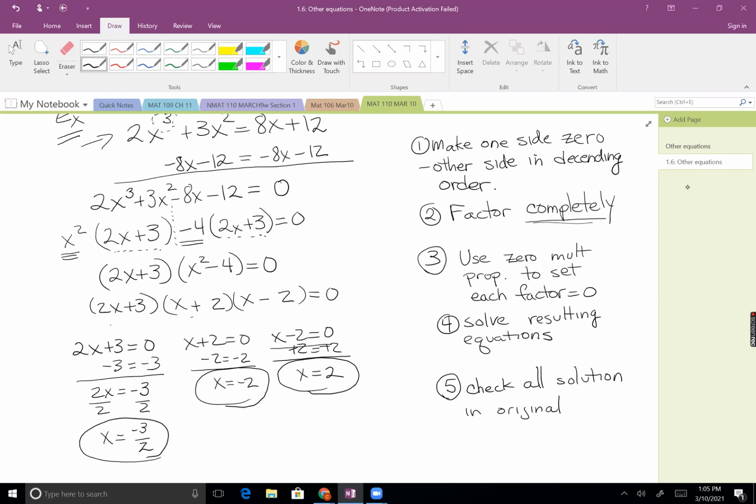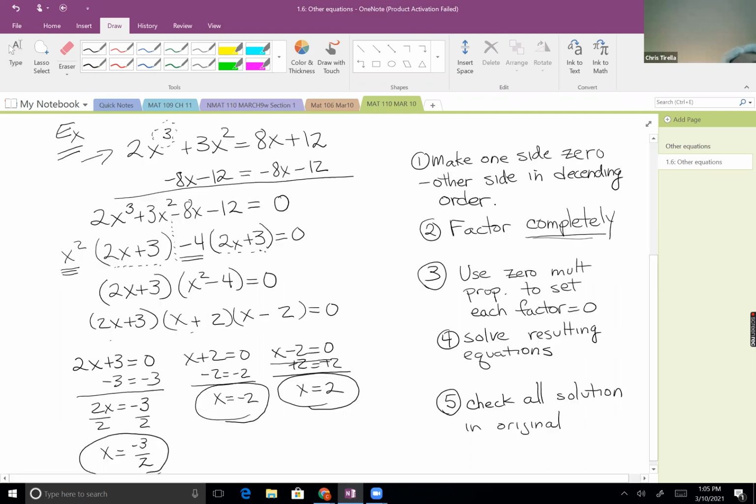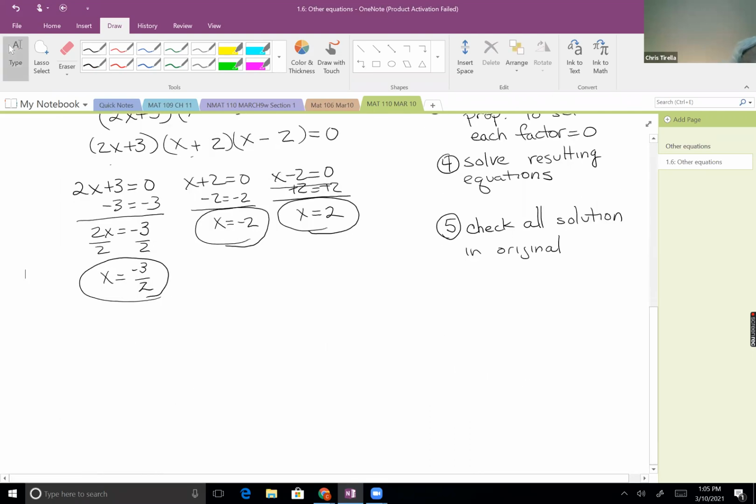Do you just plug them each in individually, or are they all supposed to be right? You're supposed to plug them each in individually. So I've got 2x cubed, what was the original equation? Plus 3x squared equals 8x plus 12. Let's do one of the 3 checks. Would you rather check the -3/2, the -2, or the 2?